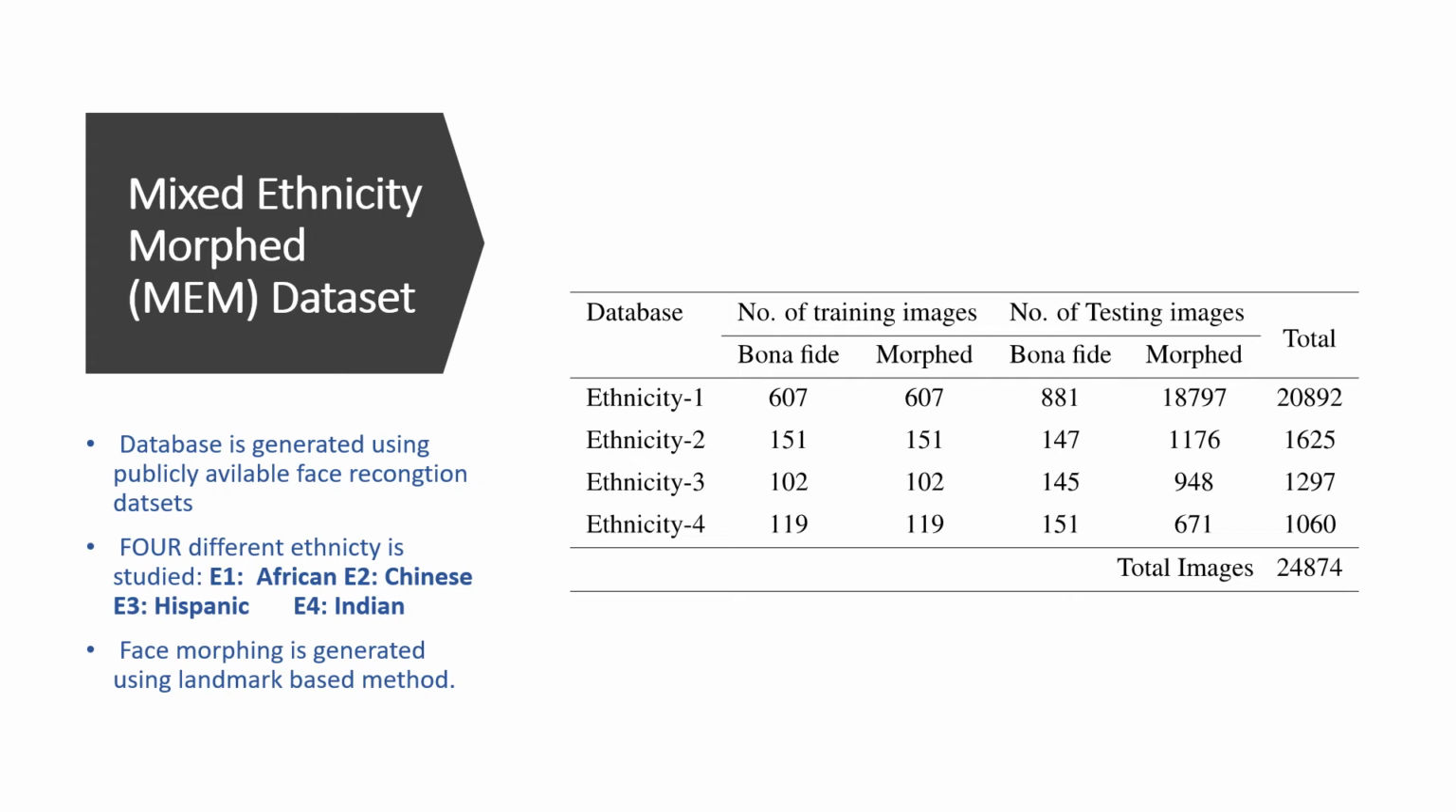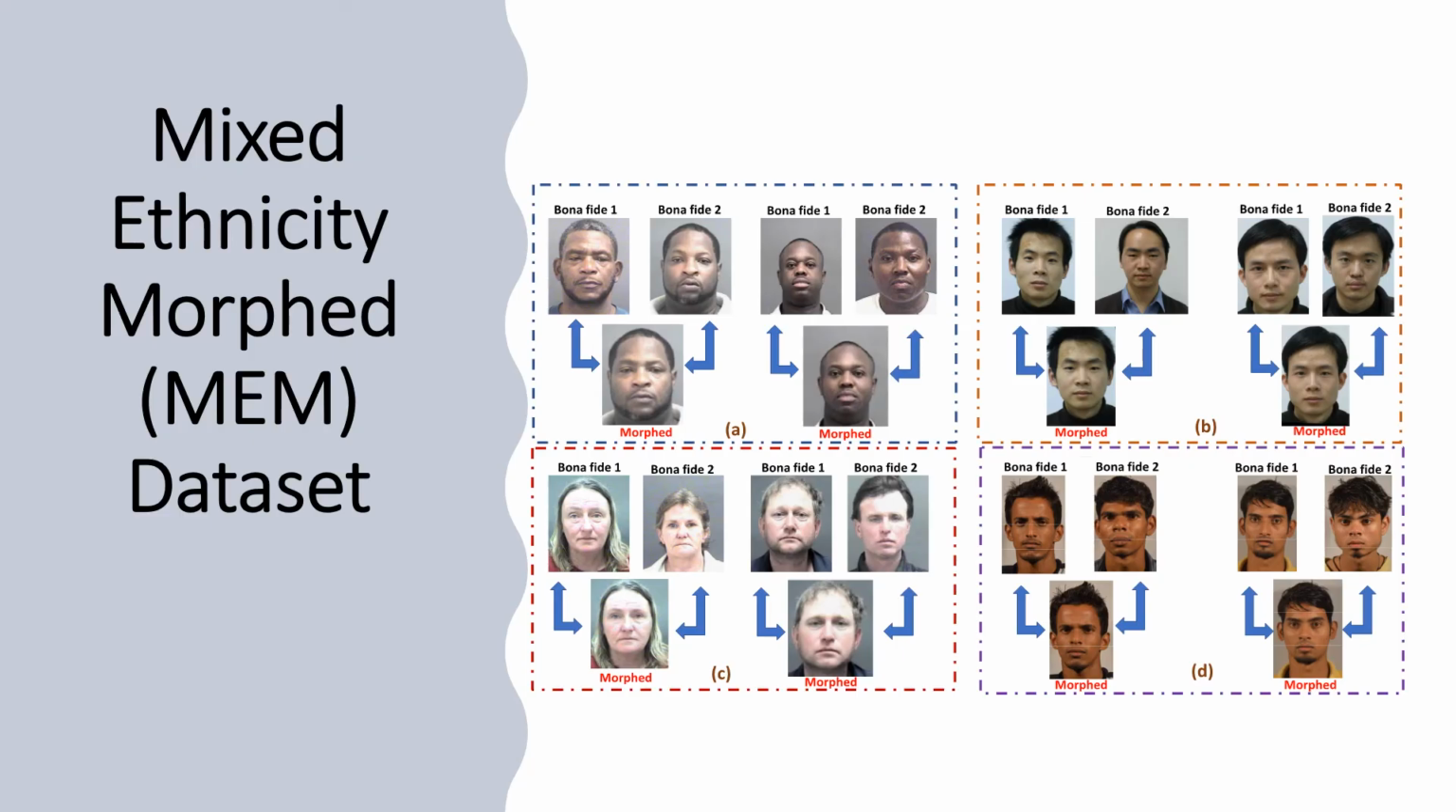So in total, the database we have generated has roughly 24,874 images that are spread across the 4 different ethnicities, and we also have a clear distinction of training as well as testing images. So this is an example of our face images from the newly constructed database.